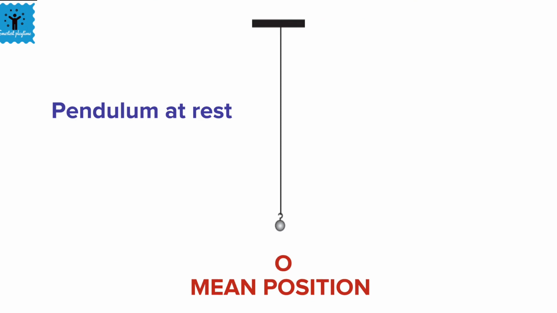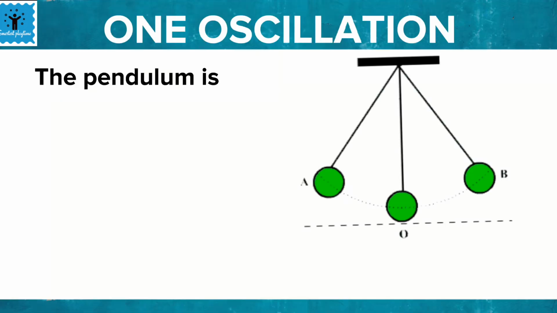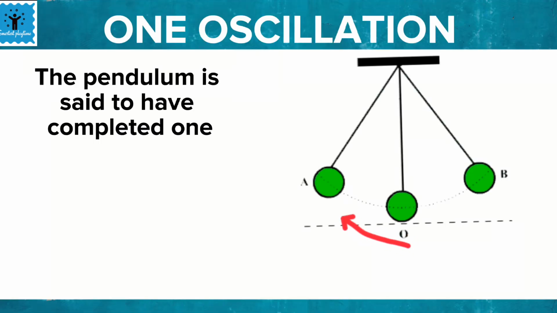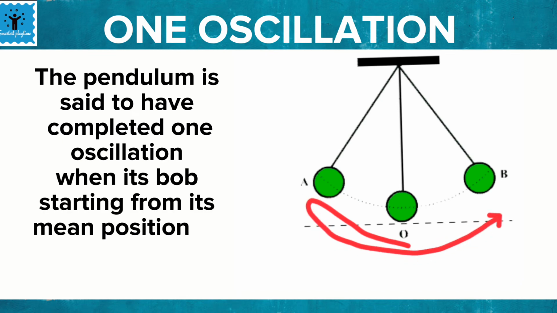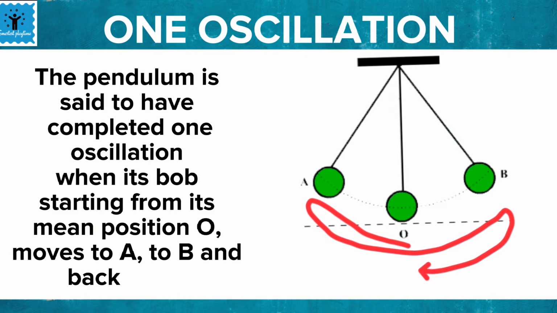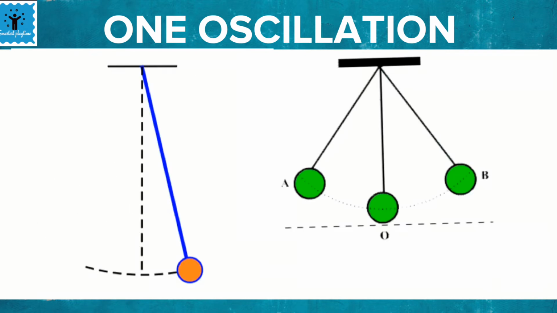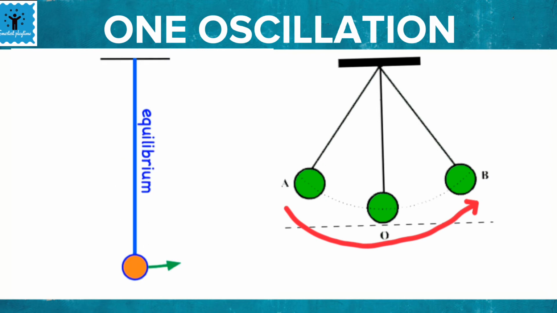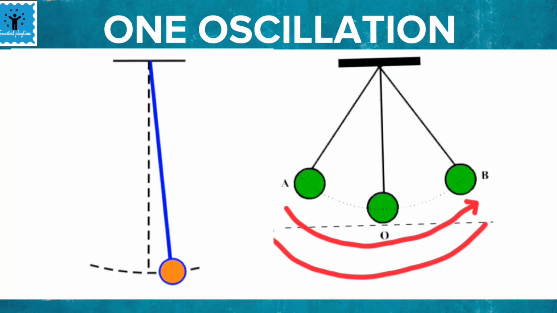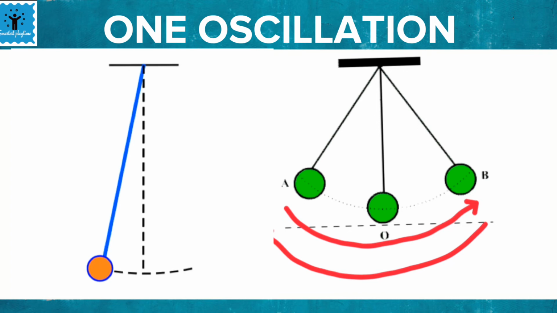Now the pendulum is at rest in its mean position. The pendulum is said to have completed one oscillation when its bob, starting from its mean position O, moves to A, to B and back to O. The pendulum also completes one oscillation when its bob moves from one extreme position A to the other extreme position B and comes back to A.